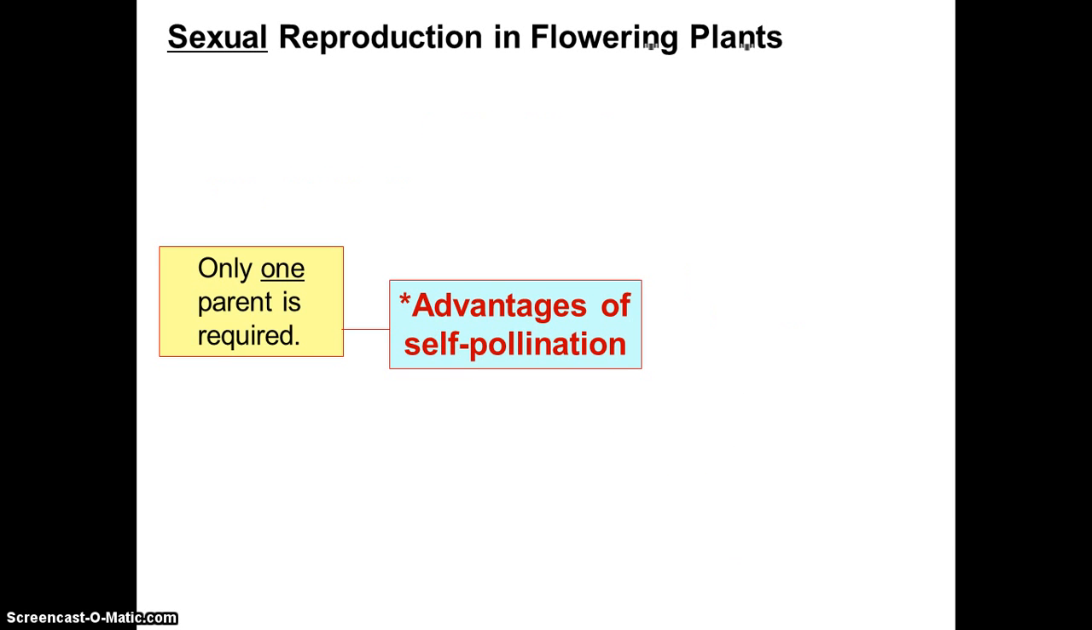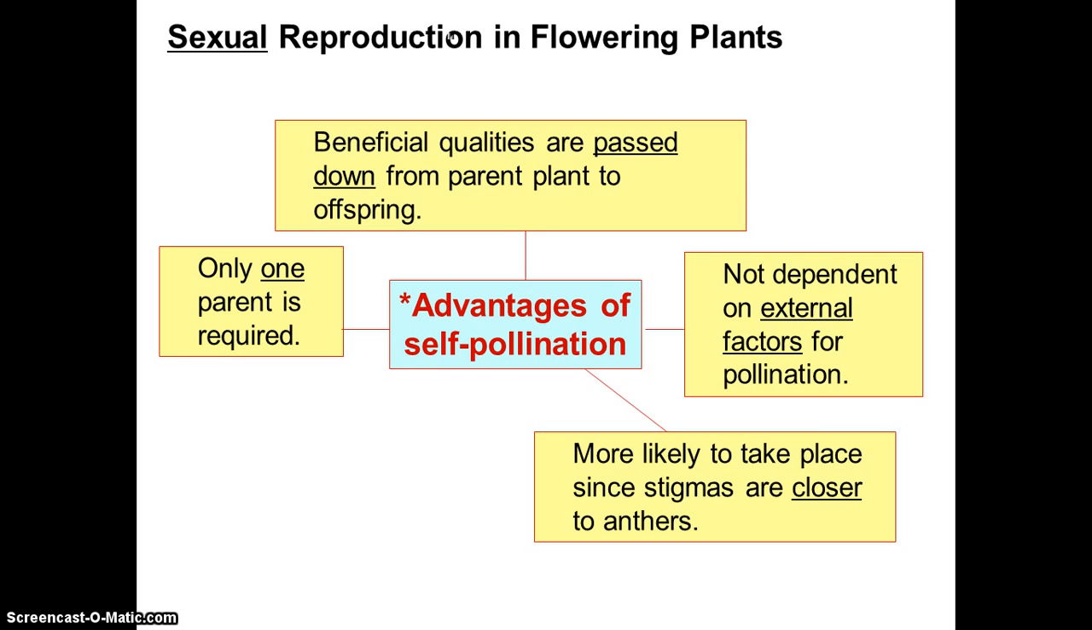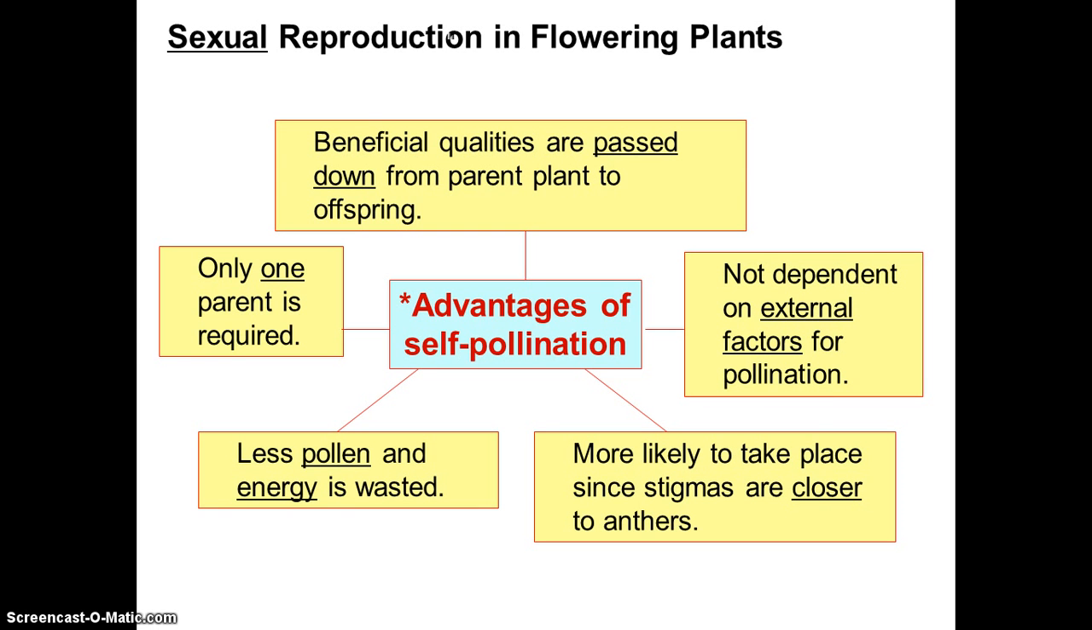What are some advantages of self-pollination? They only require one parent. Some of the beneficial qualities are passed down from the parent plant to the offspring. They do not require external factors for pollination. Also, less pollen and energy is wasted. And most likely, fertilization can take place because the stigmas are closer to the anthers.